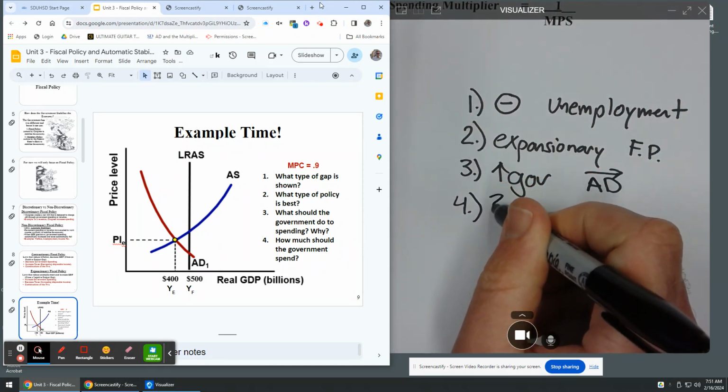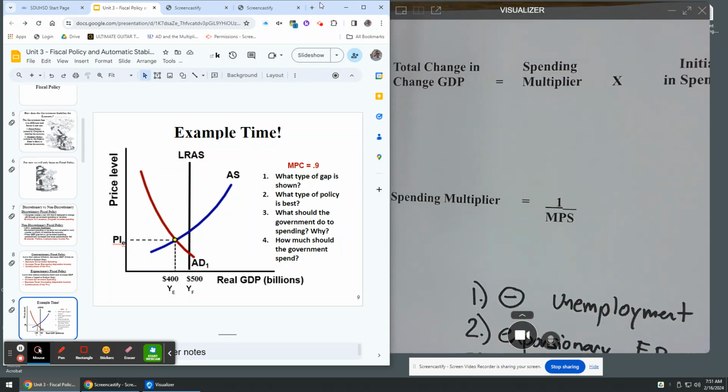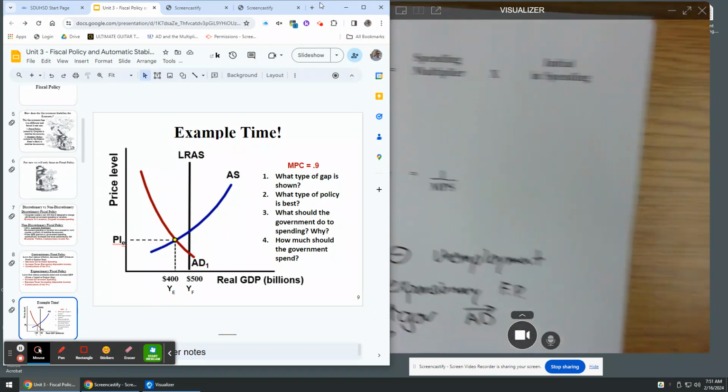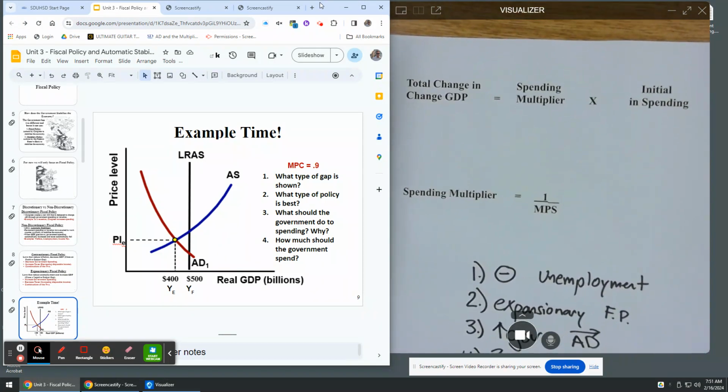Well, there's our question. Now we can go back to what we talked about a few days ago when we were looking at our total change in GDP and working with our multipliers.